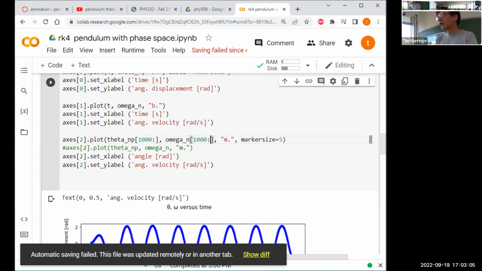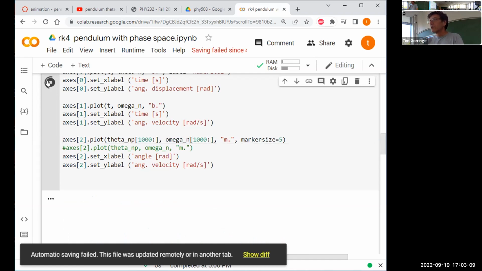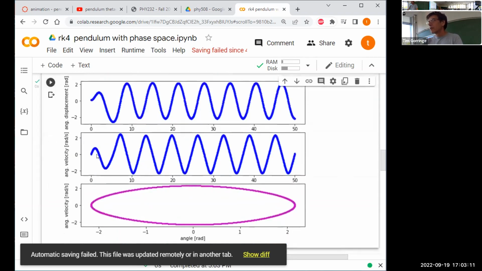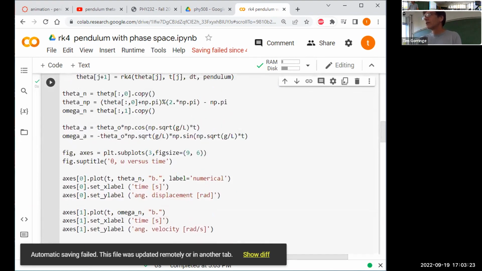So the last 25 seconds. And so if I do that, we just see that simple ellipse, as if we're just seeing some simple periodic motion that's driven by the driving force. Okay.